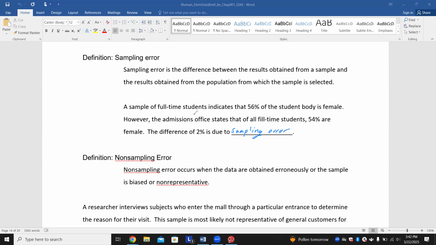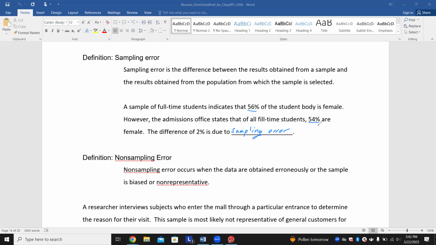So again, let's say there's 3,000. We select 300. We see that 56% are female. Then we have someone who is keeping up with the records and has all of the data for the entire 3,000, and we see that the population was actually 54%. So the larger our sample, the closer we can get to our actual.